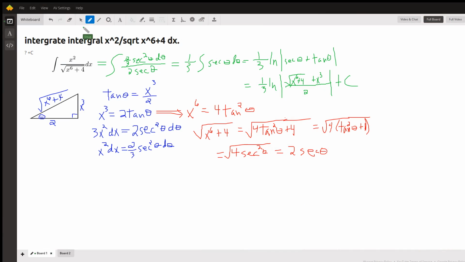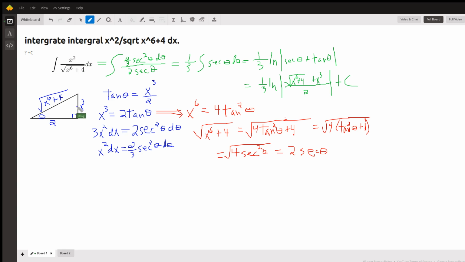Okay, the first thing I would try here when you look at this is, does u substitution work? Let u equal x to the 6th plus 4, but then the derivative of x to the 6th is 6x to the 5th. That doesn't match this exponent here. So since I see a square root symbol here, next thing I would try would be trigonometric substitution.